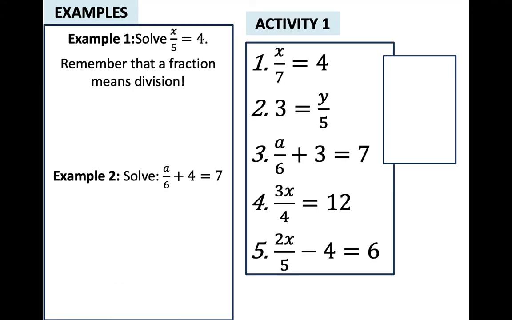The first step is we are going to times both sides by 5. The reason why we do this is because the opposite of divide by 5 is times by 5. So we do both sides times by 5, and this gives us x is equal to 20.